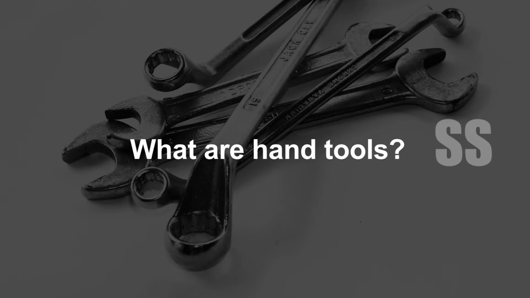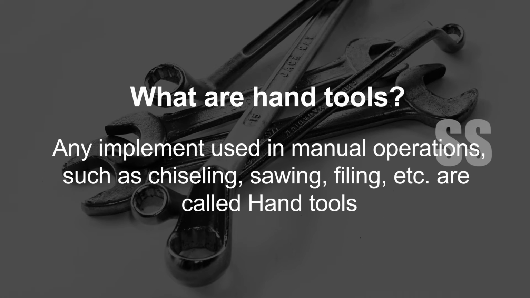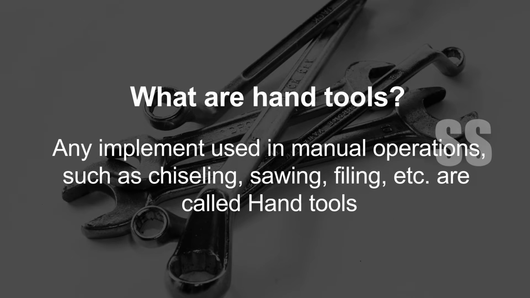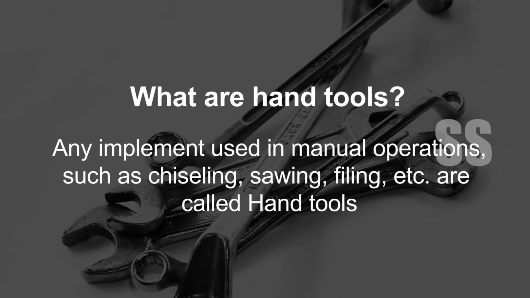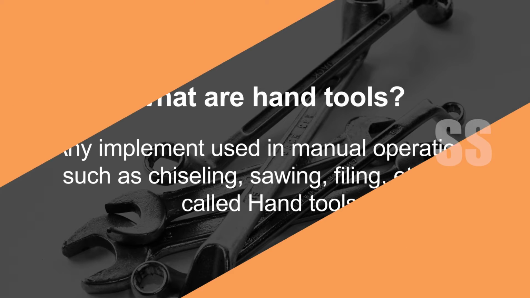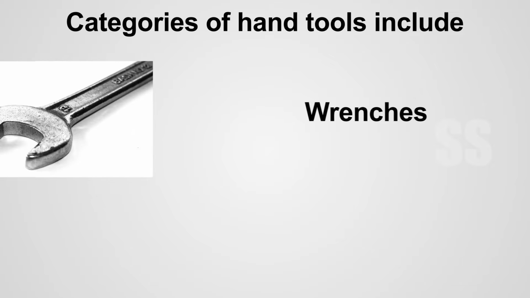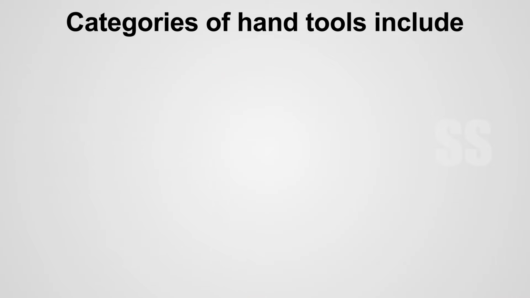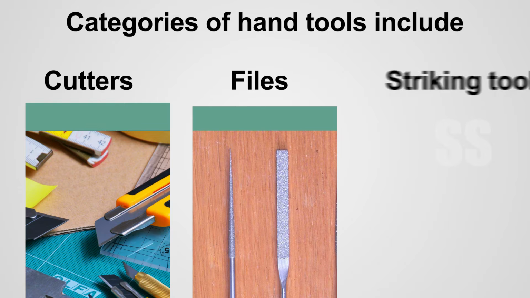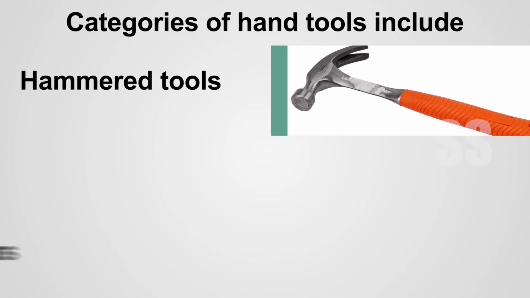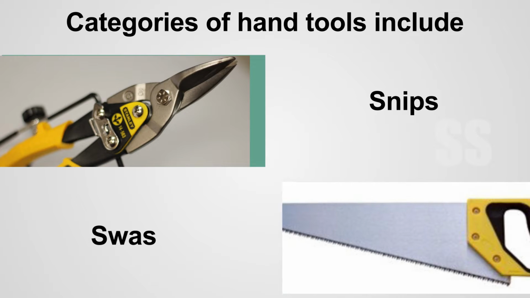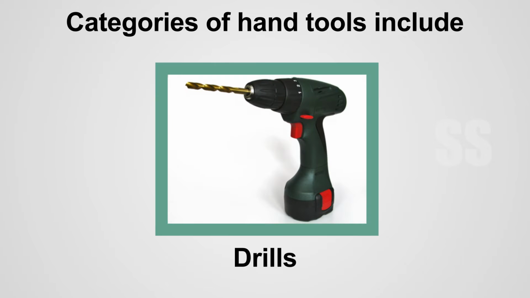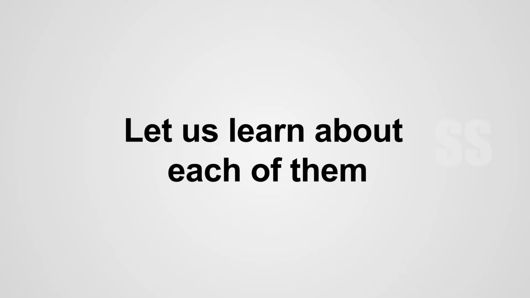What are hand tools? Any implement used in manual operations such as chiseling, sawing, filing, etc. are called hand tools. Categories of hand tools include wrenches, pliers, cutters, files, striking tools, hammer tools, screwdrivers, clamps, snips, saws, and drills, etc. Let us learn about each of them.